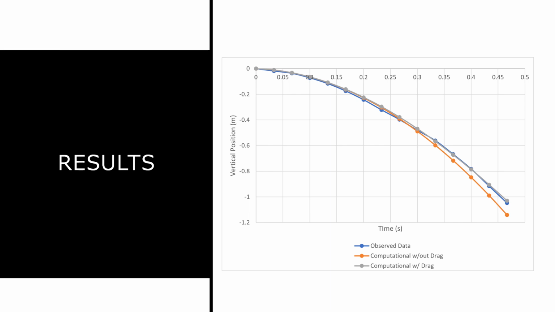So you can see the observed data is a lot closer to the computational model with drag, and the computational model without the drag predicted the frisbee falling a lot faster because it did not take into account the air resistance, which opposes the force of gravity, and thus slowed down the frisbee as it fell.